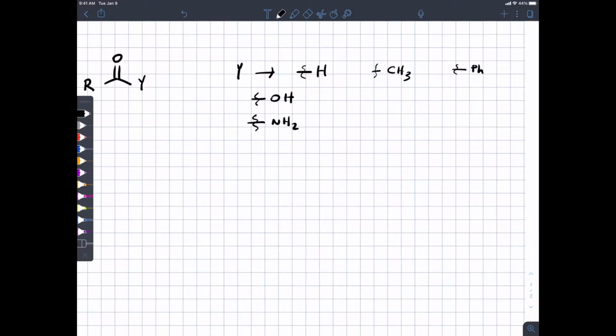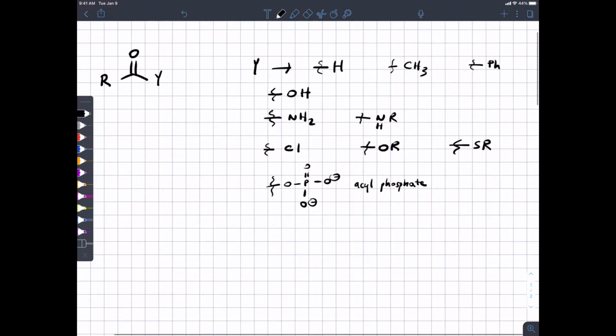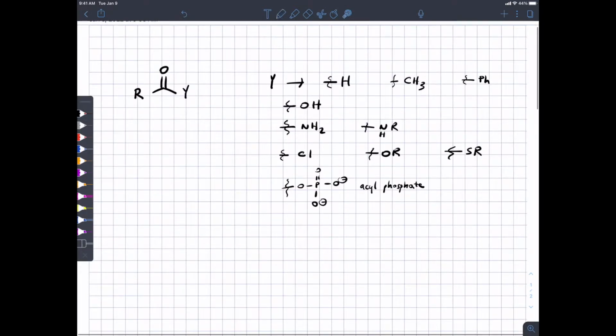Maybe it's an NH2 group or some NHR group. In that case, it's an amide. Maybe it's a halide, or maybe some kind of OR group. That would be an ester. Maybe it's an SR group. That would be thioester. And then in biology, sometimes you'll see a phosphate group attached to the carbonyl carbon, and that's sometimes called an acyl phosphate or perhaps a phosphoanhydride. But all of these compounds share the basic structure of a carbon doubly bonded to an oxygen.